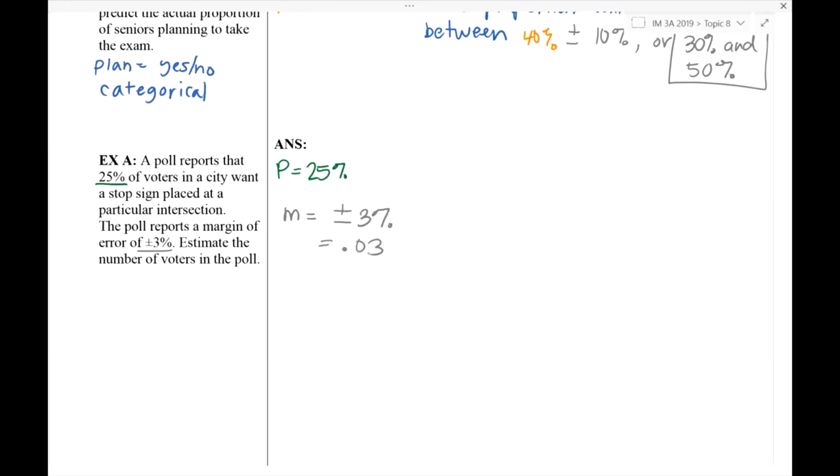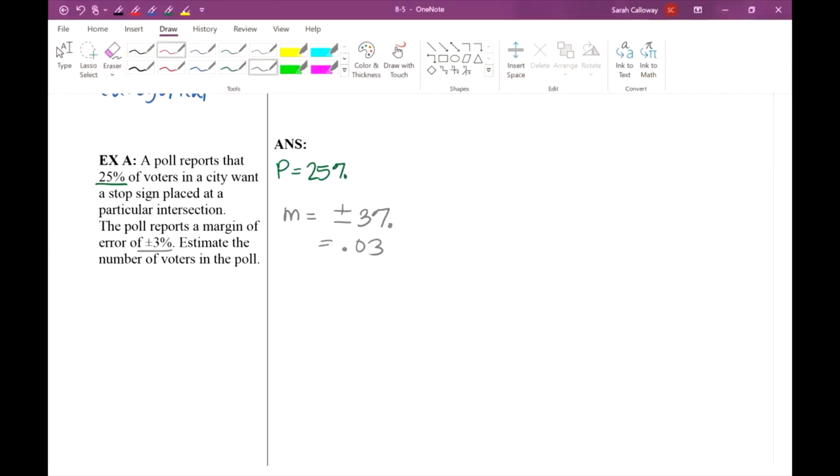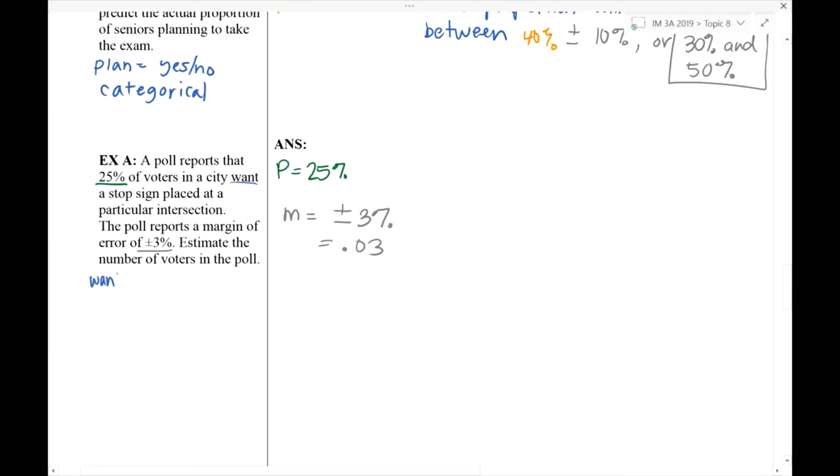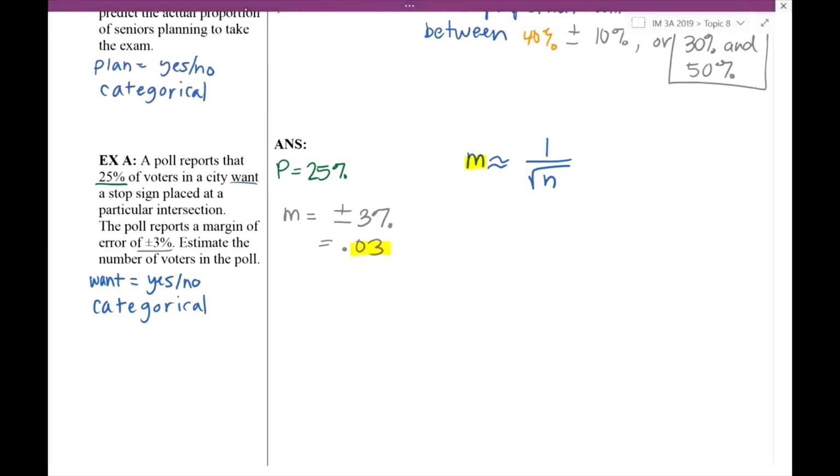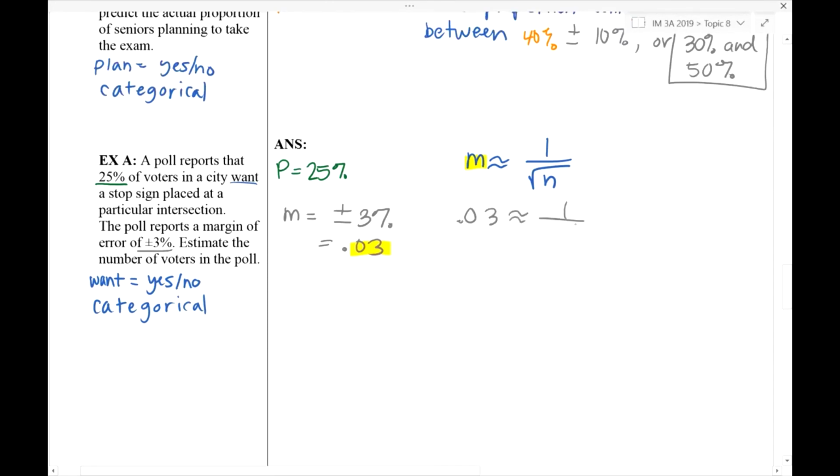Since this is a yes or no question, this is categorical. So do you want something? This again is a categorical variable question, so we're going to use that same margin of error formula again. The margin of error is equal to 1 over the square root of the number of voters in this case. So we know that M is 0.03, so we're going to plug in 0.03 for M and solve for N. So 0.03 is about equal to 1 over the square root of N.